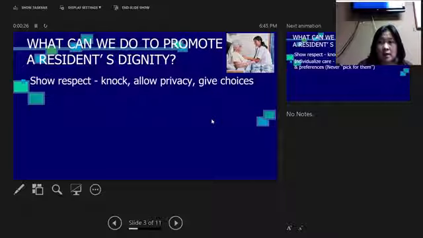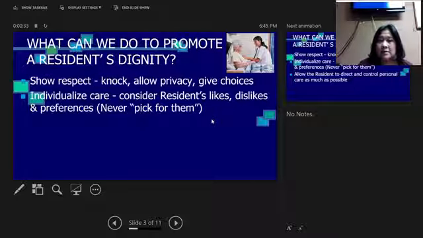We already talked about in our beginning procedures, showing respect by knocking, allowing them to have privacy, giving them choices. They get choices about when they want to wake up in the morning. They get choices about when they want to go to sleep in the evenings. They get choices about taking naps. Make sure they have food choices and clothing choices and personal hygiene choices. Don't take away their basic rights of deciding when they have things done for them or when they want things done. Individualize their care. Consider their likes and dislikes.